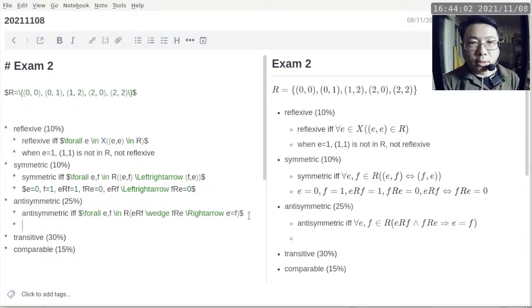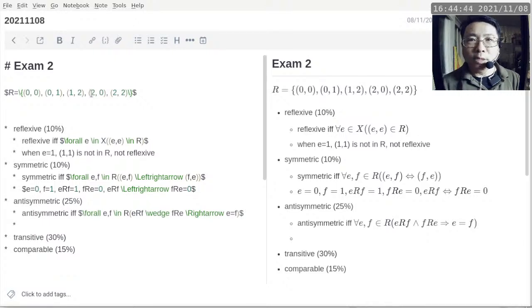So in this case, let's check out whether this requirement is holding true. When E and F are both zeros, we don't have a problem, because even though ERF and FRE are both true, and therefore the conjunction is true, the equality is true as well, so we don't have a problem. When E is 0, F is 1, we don't have a problem either, because we only have one of them, which means the conjunction is going to be false. When the conjunction is false, which is the left-hand side of the implication, the implication is going to be true. Not a problem. Same goes when E equals 1, F equals 2, not a problem.